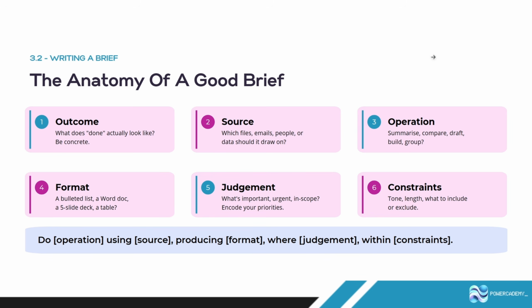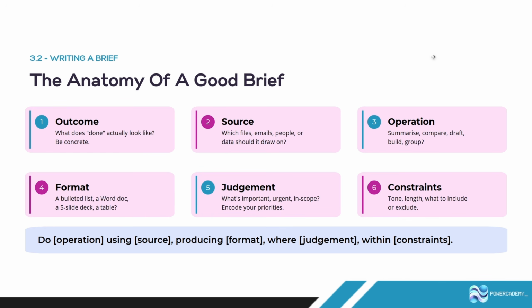Then we've got operation, right? What is it actually doing? Is it building something? Is it comparing? Is it giving us a draft? We need to define what we want Cowork to do. Then we have the format, right? What do we want the tangible outcome to be? This is where Cowork really thrives. Is it a list? Is it a Word document? Is it a slide deck? Is it a table? Is it an Excel spreadsheet? The format is really important to get right, because if you're expecting a PowerPoint presentation and it gives you a bulleted list and you haven't defined that, then that will be a problem, of course. So we always need to define the format.